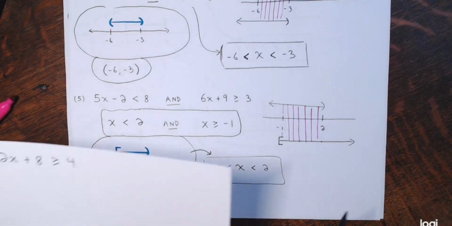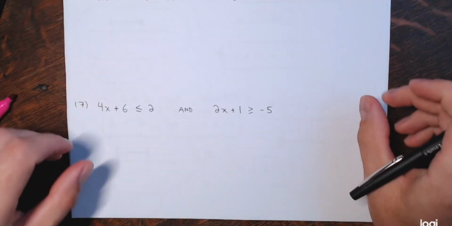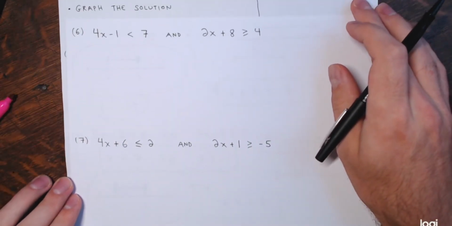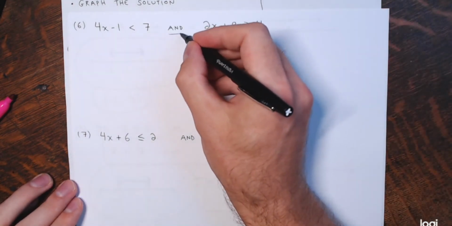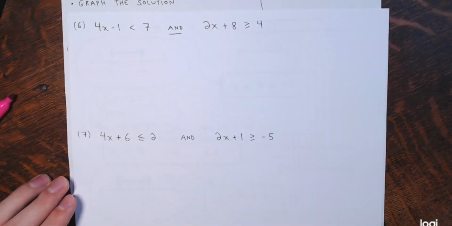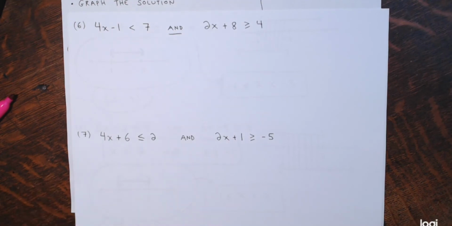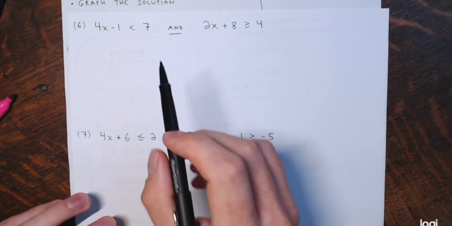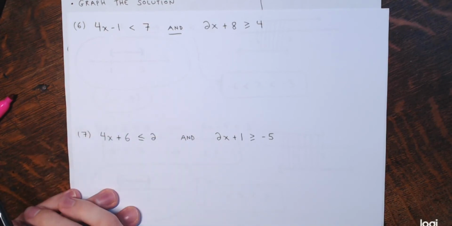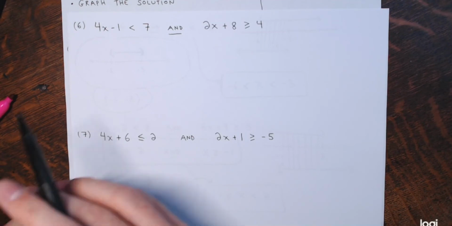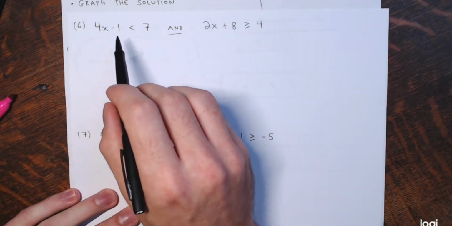Next example. All right, so example 6, and same setup. Another pair of inequalities connected by the word and, making a compound inequality. So first step is solving both. Now, like I said, I'm not going to write out every little step. I'll tell you what I'm thinking, and then write the solutions at the end.